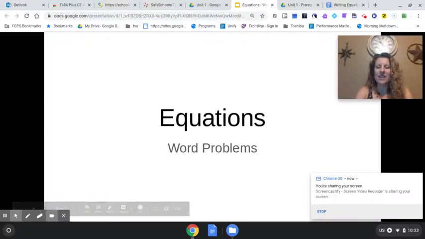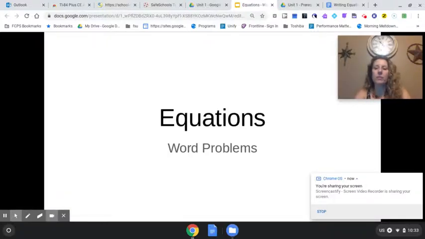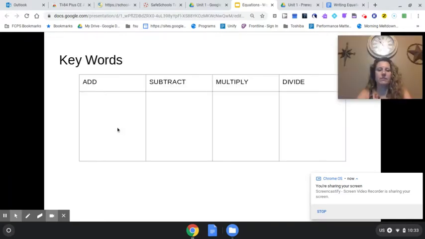In today's lesson, we're going to be covering writing word problems from equations. I put this slide here so, guys, as we go through, we can add keywords that we're going to be seeing inside the word problems and identifying them as being an addition, a subtraction, a multiplication, or a division keyword. So you can just add the words to this chart as we go along.